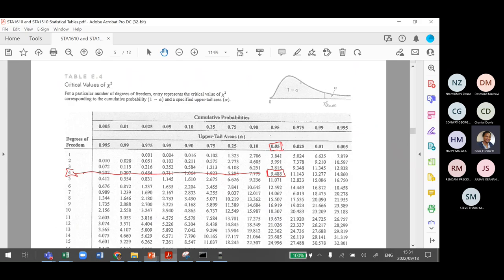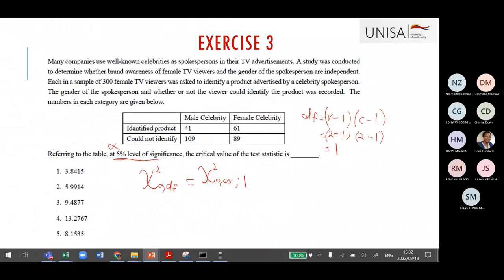Then you go to the table. What is your critical value? One, and 0.05. It's 3.841. The table that they used had four decimals. We're using the one with three decimals, but number one is the correct answer.